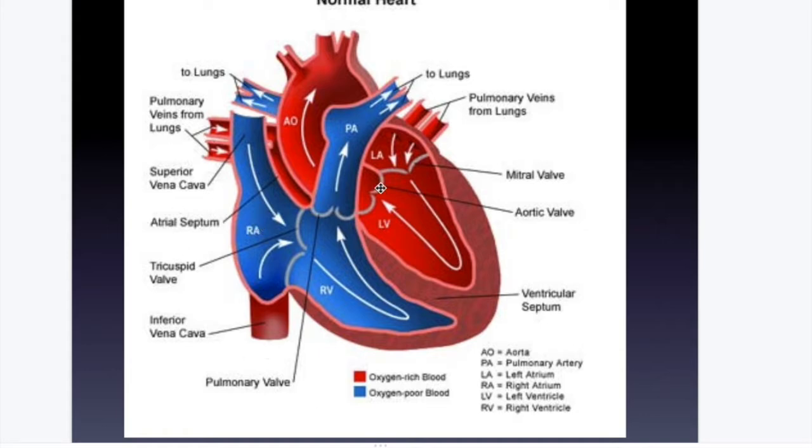Okay. We're seeing all these abbreviations for different parts of the heart. We haven't gone over those yet, but we will. So I'm going to just skip those for right this second until we are finished talking about the kinds of circulation. But you can see oxygen-rich blood on the left side of the heart and oxygen-poor blood on the right side of the heart.